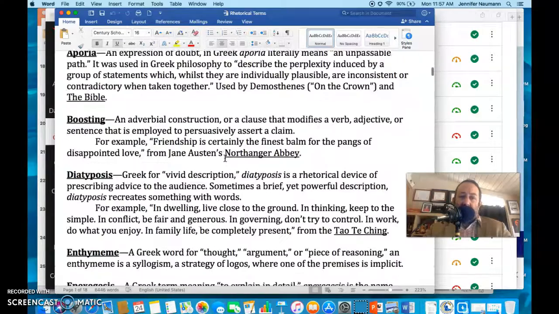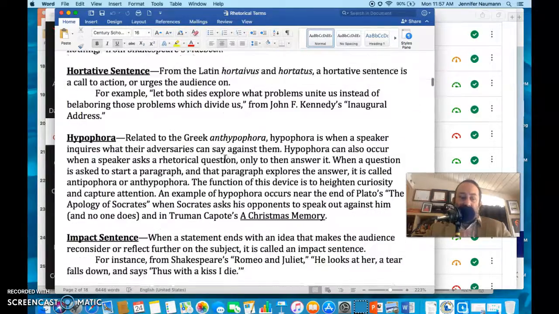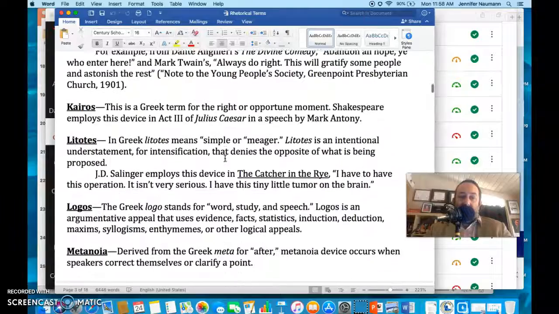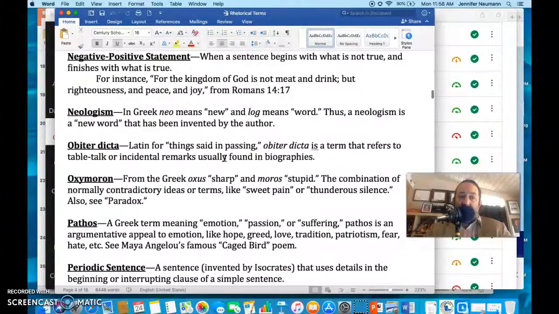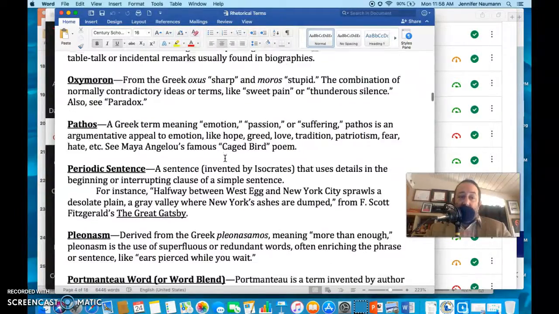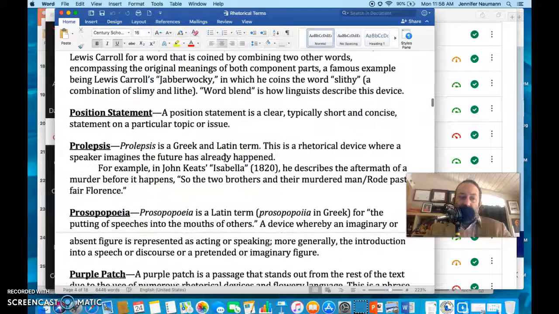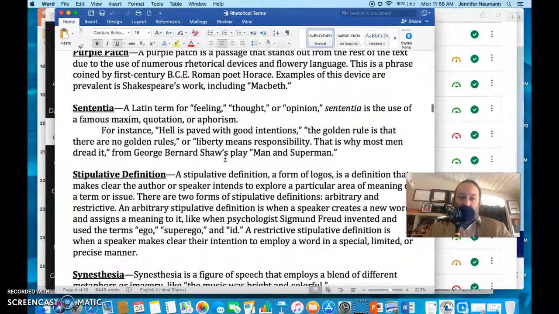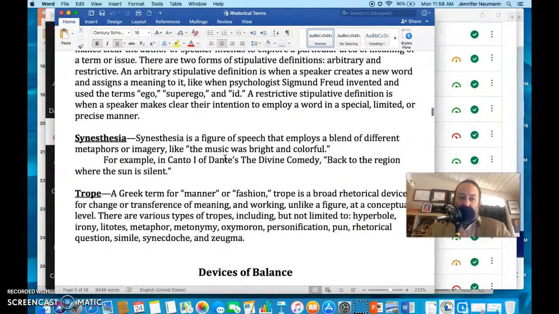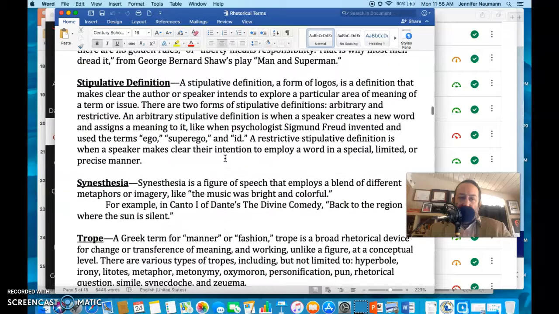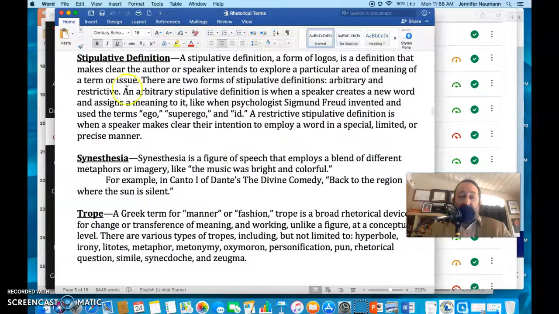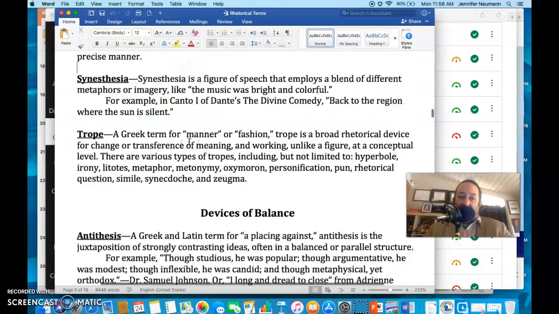going through some real classic ones there, stuff like ethos, pathos, logos, and other things that you'll see quite often. If you see anyone defining something, check and see if it's a stipulative definition, see if that's what they're doing.